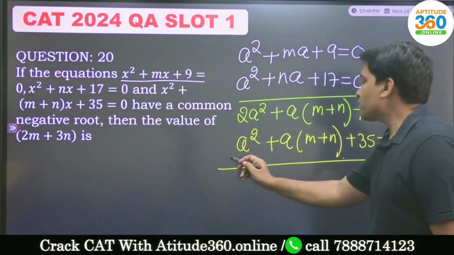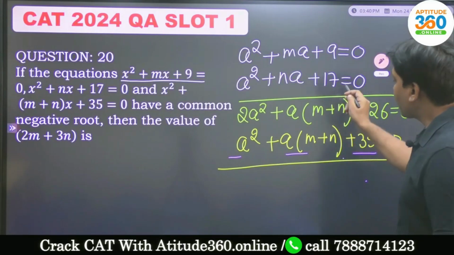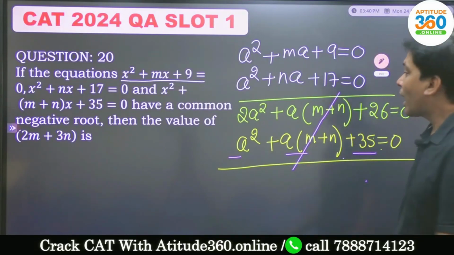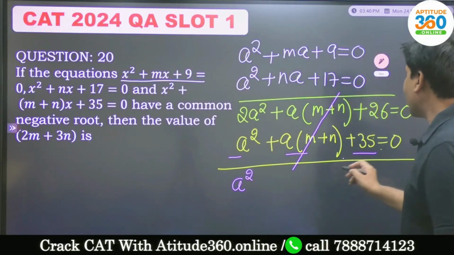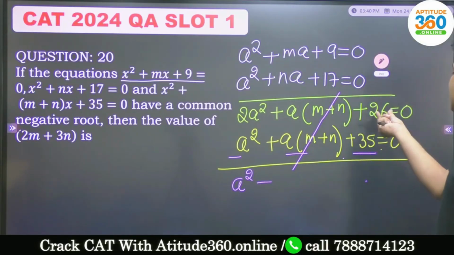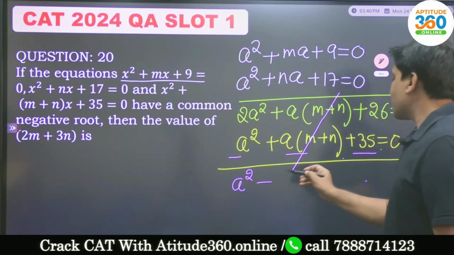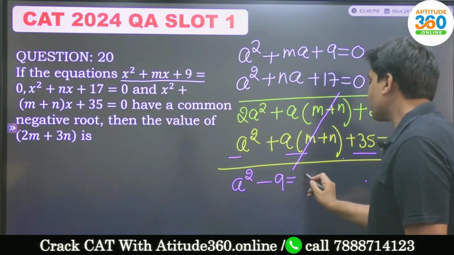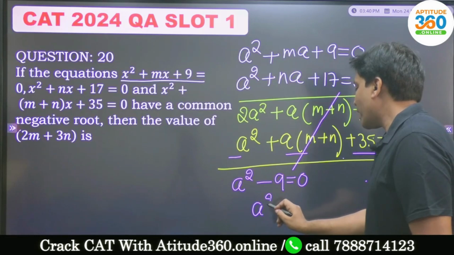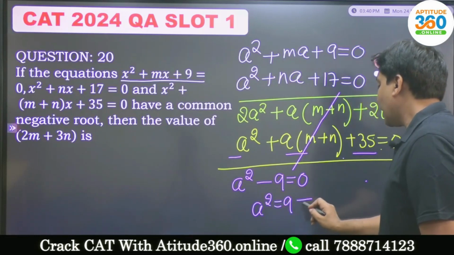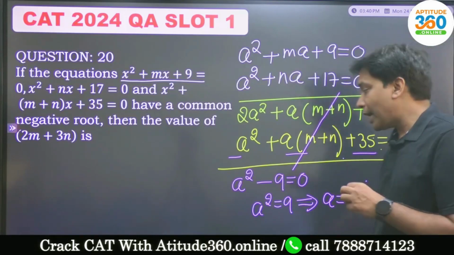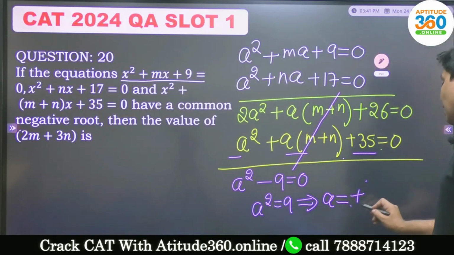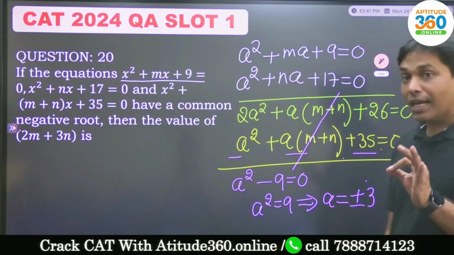Subtract the second equation from the first one, and if you do so, these two are gone, isn't it? And 2a square minus a square will become a square, and this is a square. Positive 26 minus 35 is minus 9, and hence a square will become 9. And we might say that since a square is equal to 9, the value of a will become either positive or negative 3. But have a look at the problem.